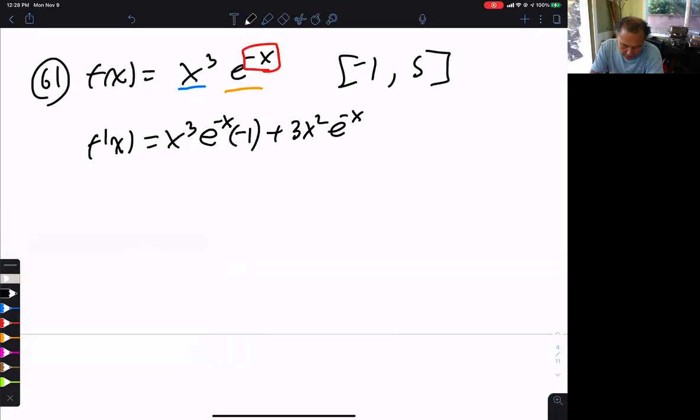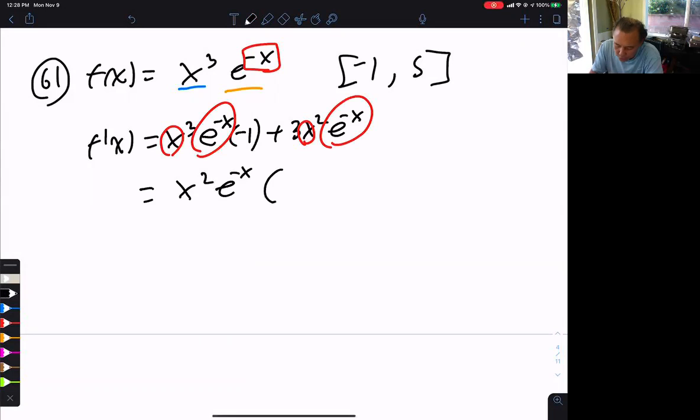And now notice I have common things. They both have x's and they both have e to the minus x. So I'm going to take out x squared and e to the minus x. In the first one, I'm going to be left with 1x, but it's negative because there's a negative there. And in the second one, I'm going to be left with a 3, and that's it. And I want to set that equal to 0 to get my critical points.